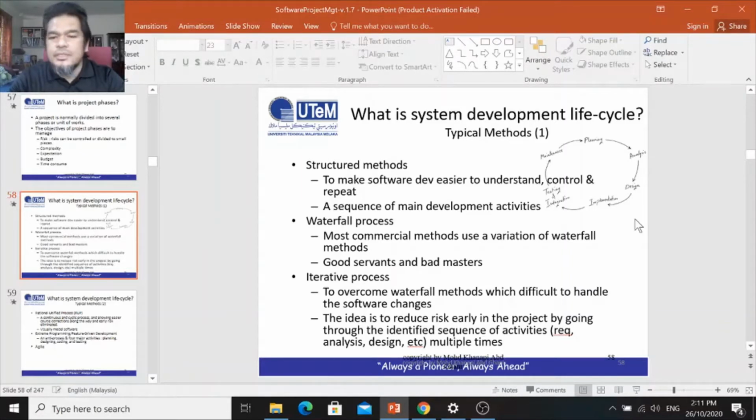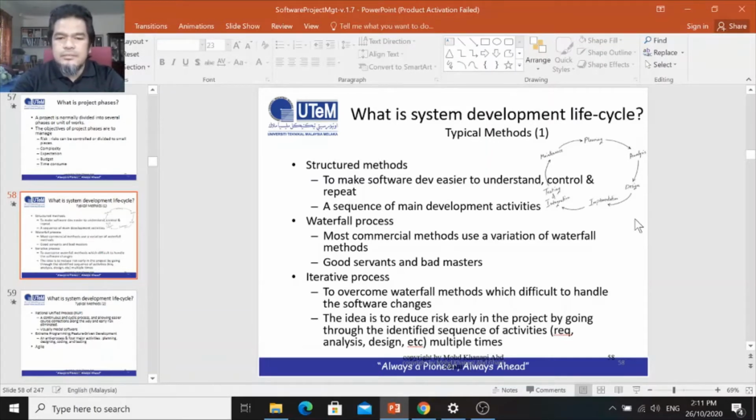Use the waterfall process. Yeah, waterfall methodology. It's very good, but it's very bad masters. Yeah, good servant and bad masters. They can guide you how to develop a system, but it is very difficult to manage because the waterfall process is very structured. You cannot proceed to other phases if you have not finished the current phase. Yeah, it's like a waterfall. If the water does not fill that level, you cannot jump into another level.